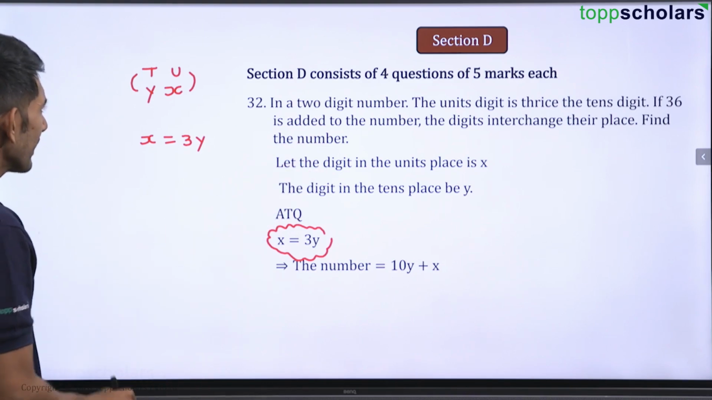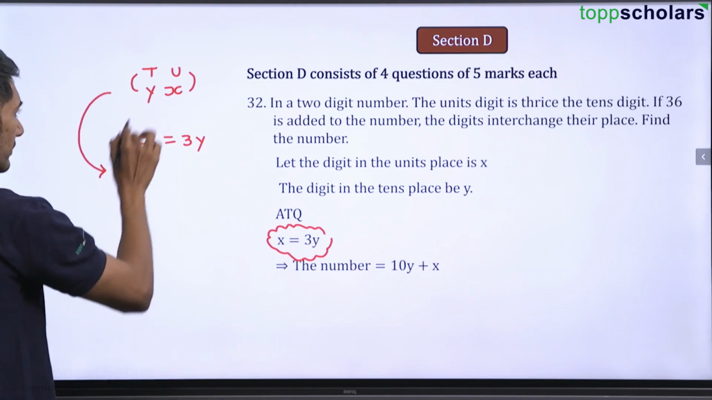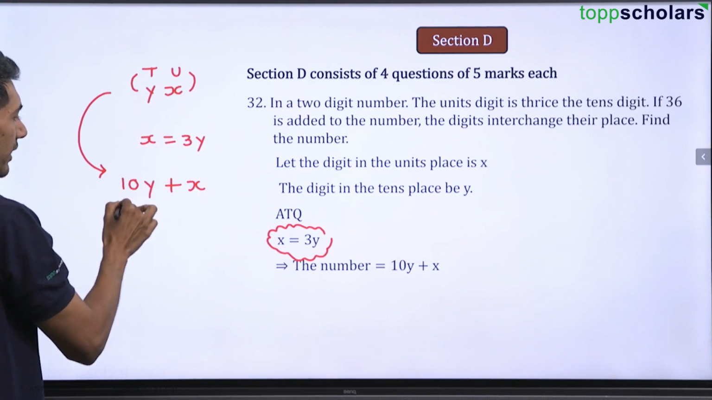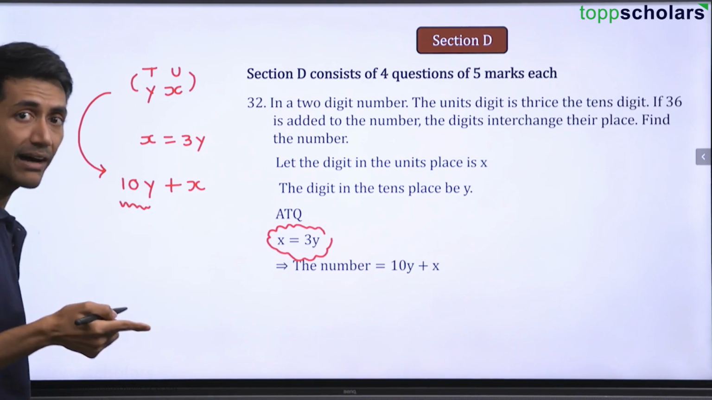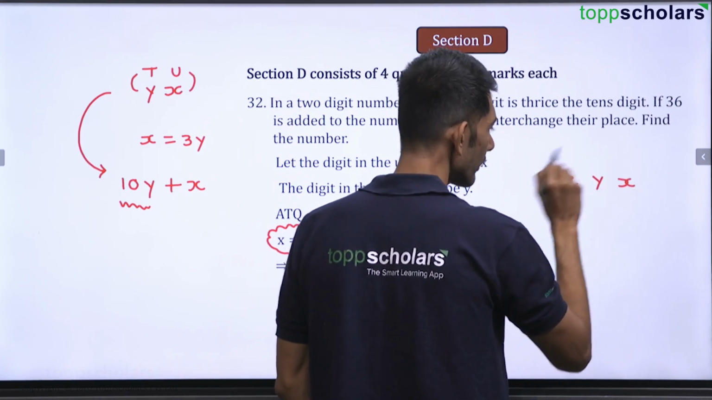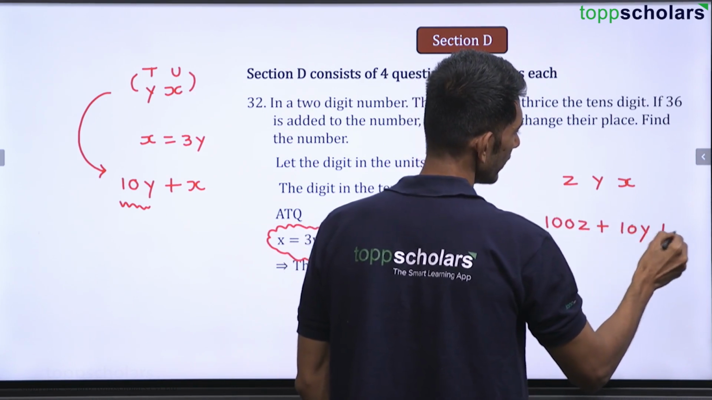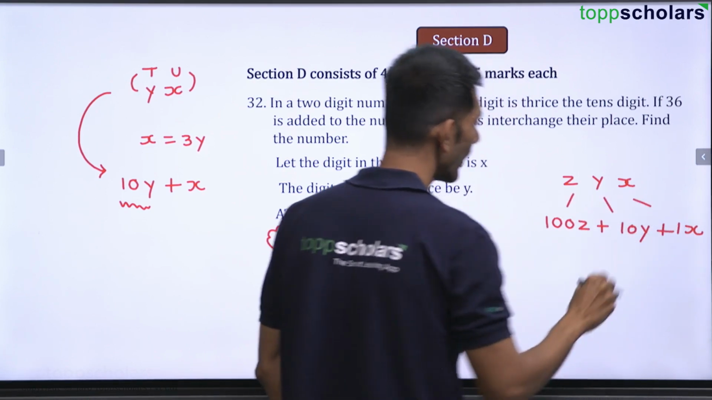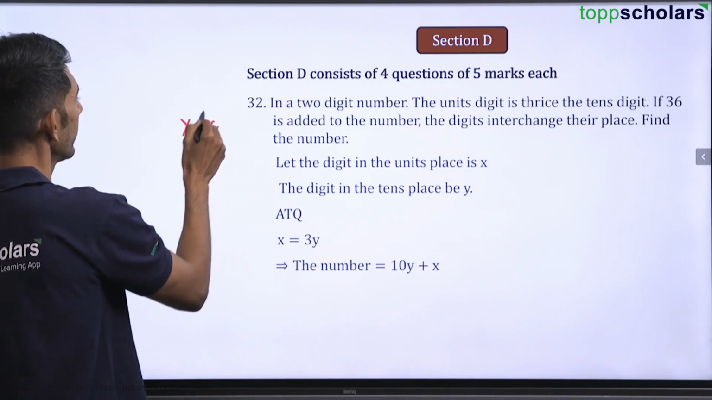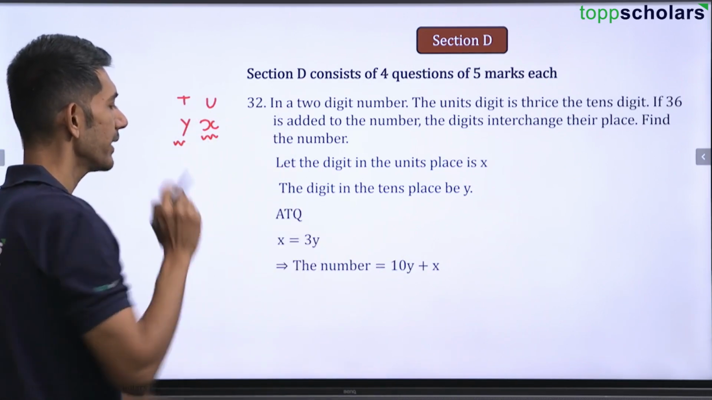Now, what they are saying is, if 36 is added to the number, the digits interchange their places. Now tell me one thing, if this number is of the form yx, can I say this is as good as 10 into y plus x, because the tens place is y. So I'll write down 10y. If I have a 3-digit number, say for example xyz, what will be the format of this? It will be 100z plus 10y plus 1x, because hundreds, tens, ones. So here, because it is of the form yx, x becomes 1x and y becomes 10y. So this is the number.